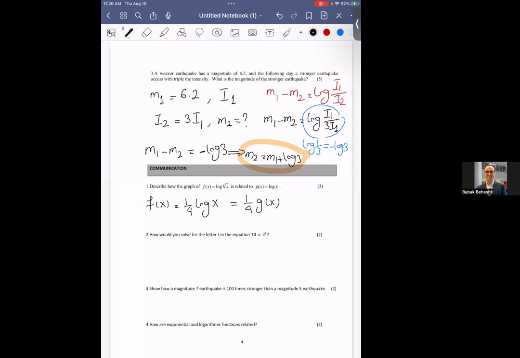Okay, so that's easy. So magnitude 5, magnitude 7, right? So that means, for example, M1 is 7, M2 is 5. So again, the same equation. Remember that M1 minus M2 is equal to log of I1 over I2. So M1 minus M2 is 2. So 2 is equal to log of I1 over I2.